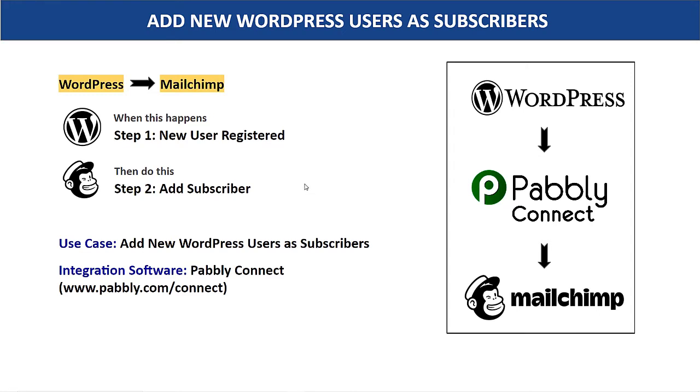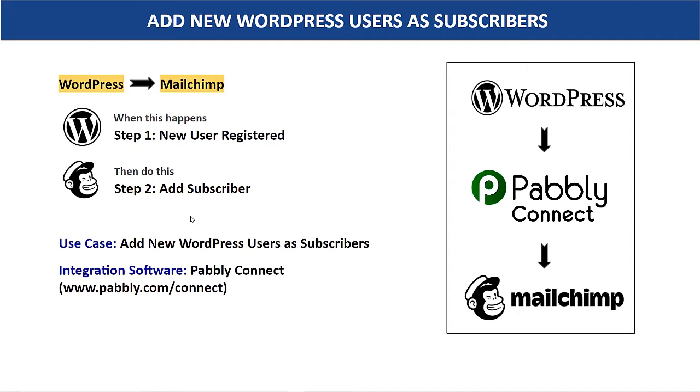And I am going to do this process by integrating two software, that is WordPress and MailChimp. Why? So that whenever a new user is registered inside WordPress, that user will be automatically added inside the MailChimp contact list as a new subscriber.